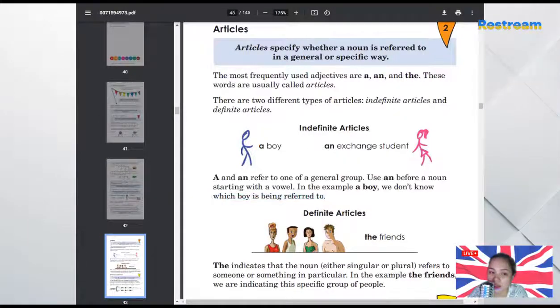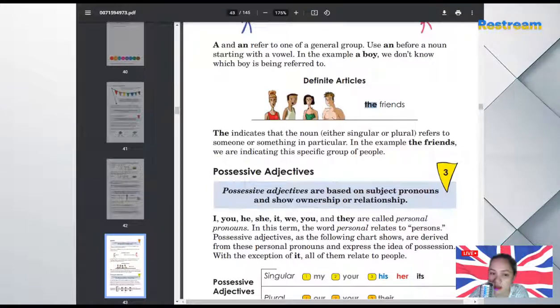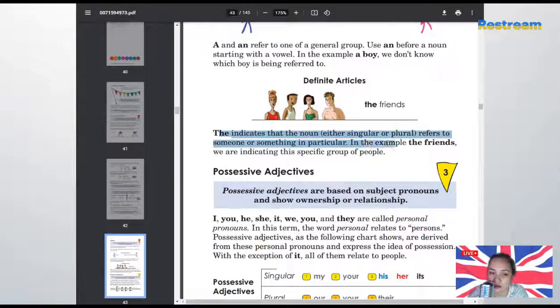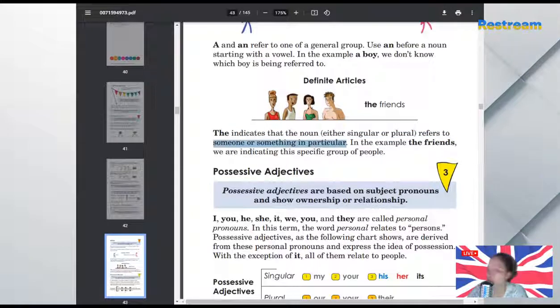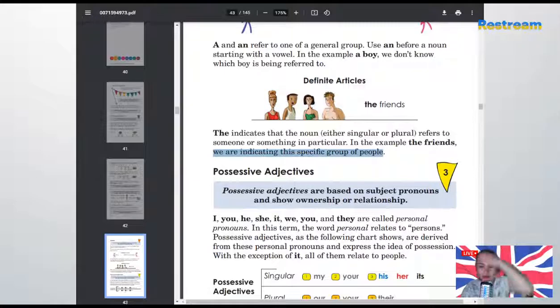So now we are done with the indefinite articles. Next is the definite articles. For definite articles, we have the friends. So we have used the and the common noun friends. The indicates that the noun, either singular or plural, refers to someone or something in particular. So in the example, the friends, we are indicating the specific group of people that are or should be friends.